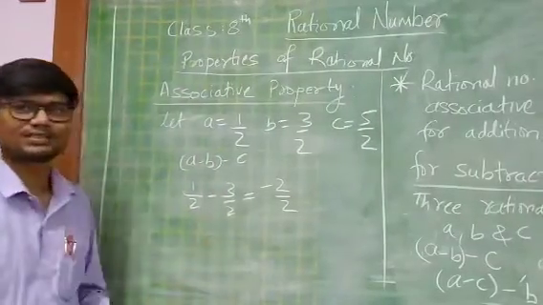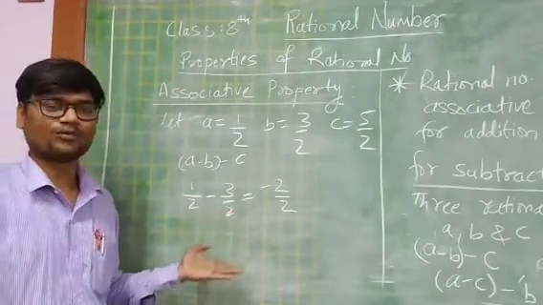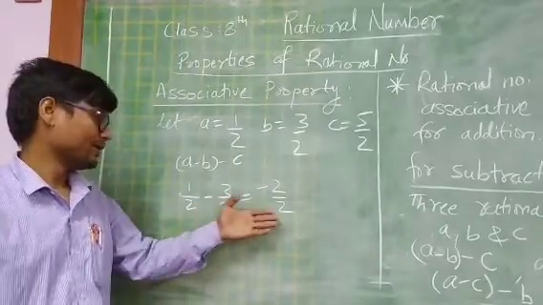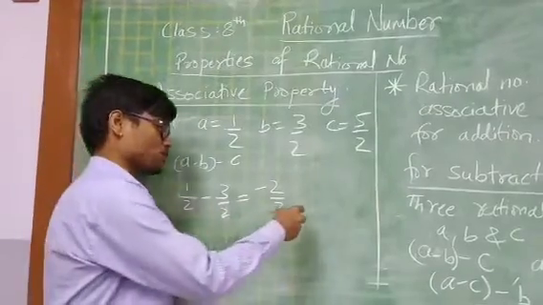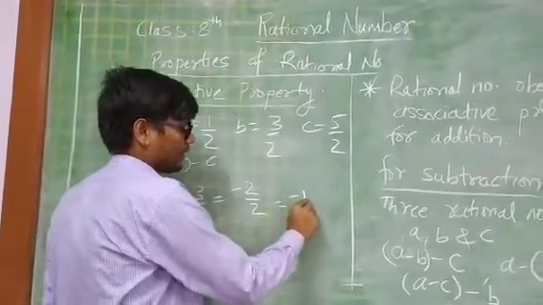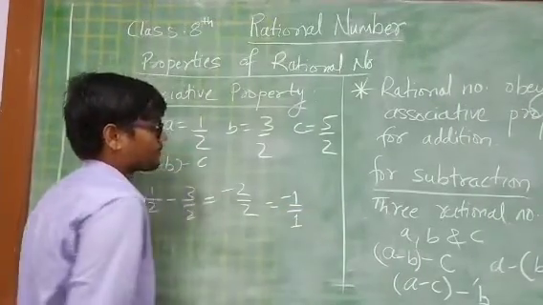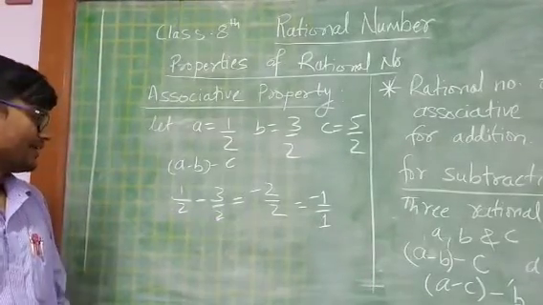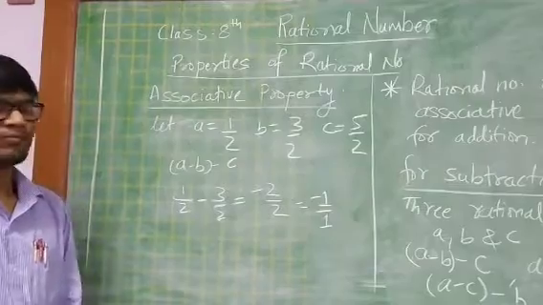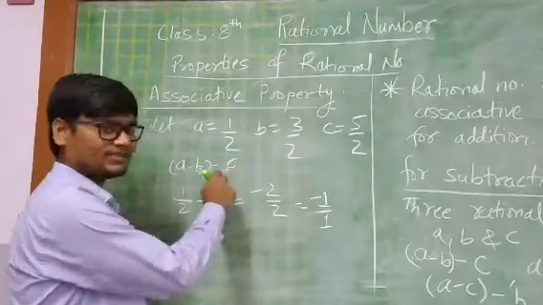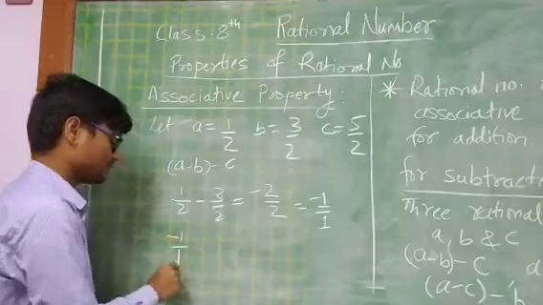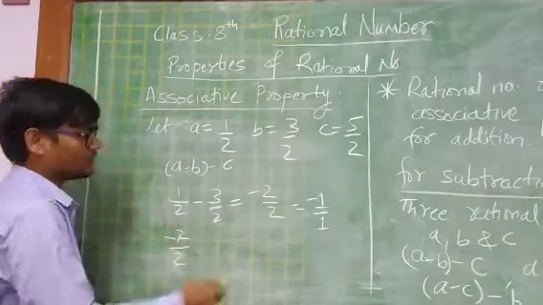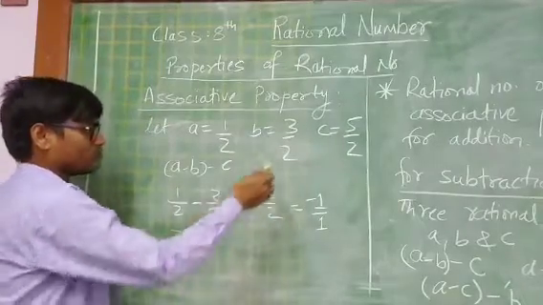Here the denominators are same. So there is no need of finding the LCM. We can directly subtract the numerators and keep the denominator as it is. So minus 2 by 2 is minus 1 by 1. So this is the result of A minus B. From this now we are going to subtract C.